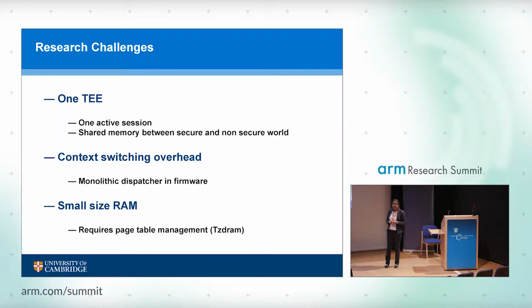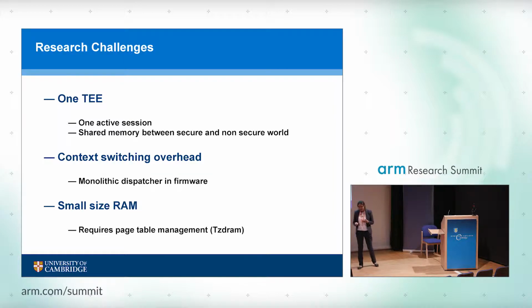And third is small RAM. Mostly on an ARM SoC, the memory is very small, depending on the SoC vendor. It varies from nearly 70 kilobytes to 500 kilobytes. For example, right now we are using the HiKey board, which has only 72 kilobytes of secure SRAM on the board. Which means we need to make use of some page table management and take RAM from the TrustZone DRAM.